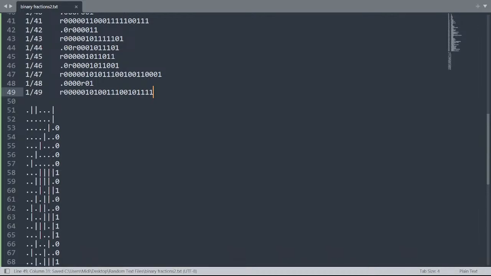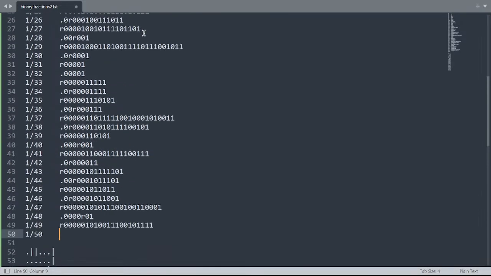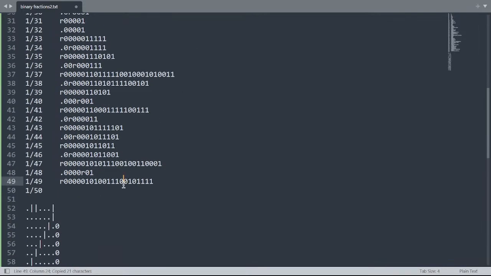Yeah, so that's 149th. 150th now. 150th is twice 125th. 125th looks like this. So that's 0.0, repeat that. And we just keep going.